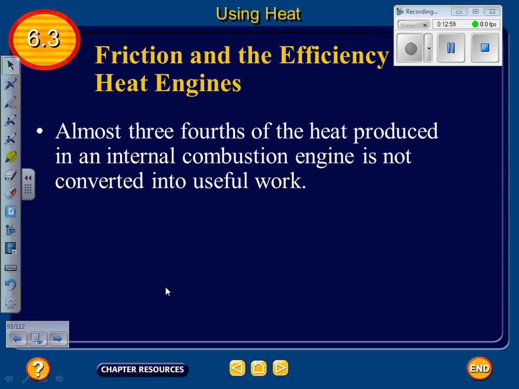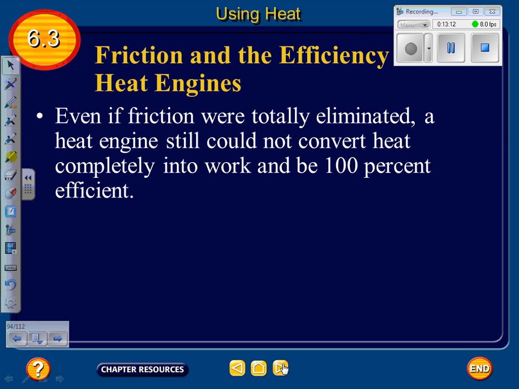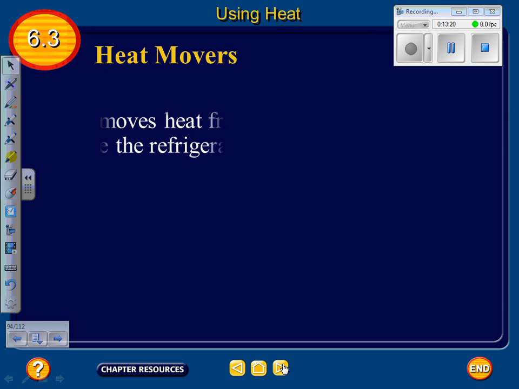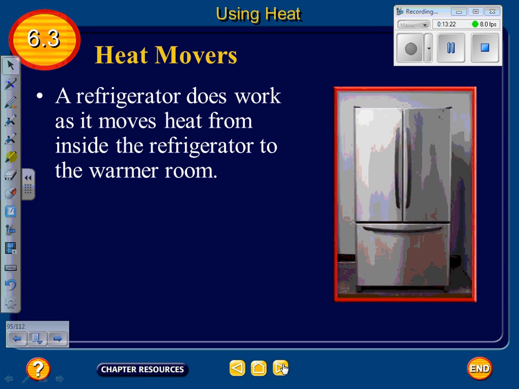Friction and the efficiency of heat engines. Almost 3/4 of the heat produced in an internal combustion engine is not converted into useful work. Even if friction were totally eliminated, a heat engine still could not convert heat completely into work and be 100% efficient. A refrigerator does work as it moves heat from inside the refrigerator to the warmer room.